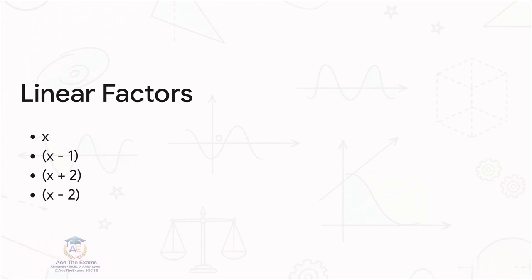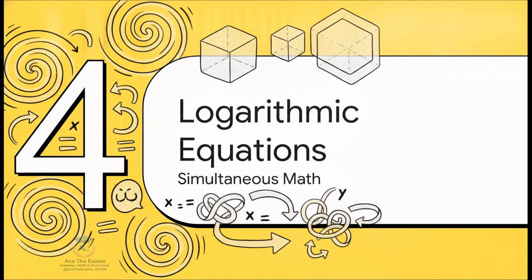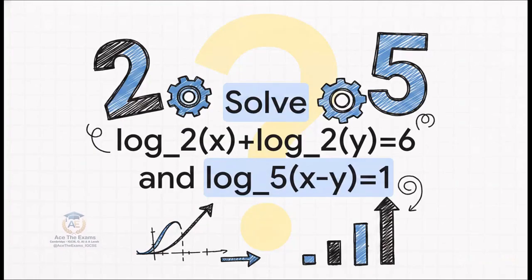All right, let's catch our breath and dive into Zone 4, cracking the infamous and complex simultaneous logarithmic equations. Here we have a simultaneous puzzle involving multiple log bases, and it demands absolute precision and a rock-solid grasp of your logarithm laws. In the first equation, we have base 2, where the addition of logs dictates that we multiply the inner terms. In the second, we're working with base 5.